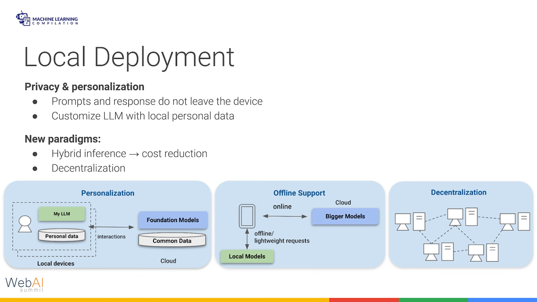So a local deployment, as the name suggests, means everything is run on your device. And there are several potential benefits. Here we talk about two quickly. The first one is privacy and personalization. Like the name suggests, everything is on your device, both the prompts and the generated output. So the data can be kept locally for privacy. And therefore, it can also enable customized LLMs with the local data that's on the device.